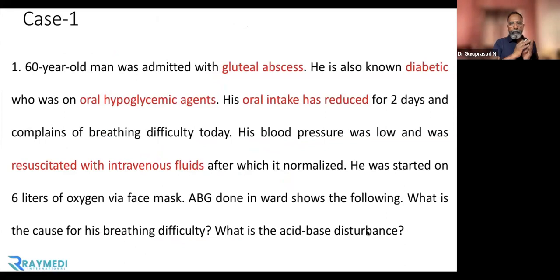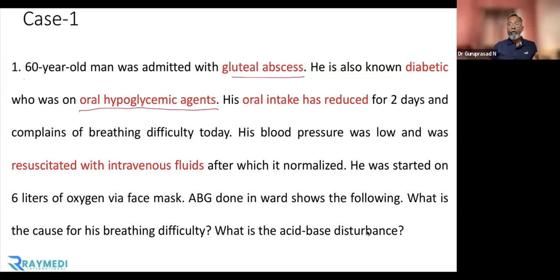Now we will be clubbing what we saw in part 1 of my lecture, and part 2 will combine it. I have put a few fonts in red because whenever a clinical scenario is given, every point is important. Here they say a 60-year-old man was admitted with a gluteal abscess. So your thinking should go towards sepsis. He is a known diabetic on oral hypoglycemics.